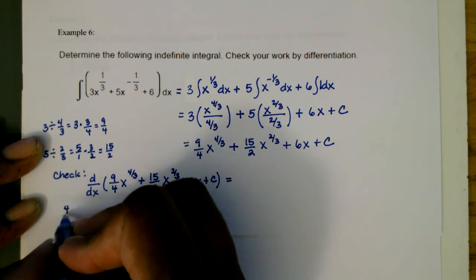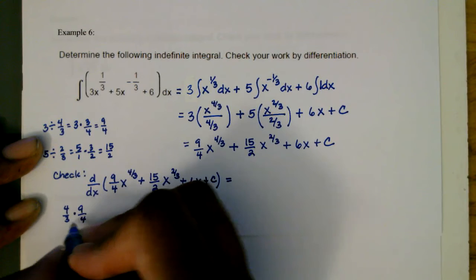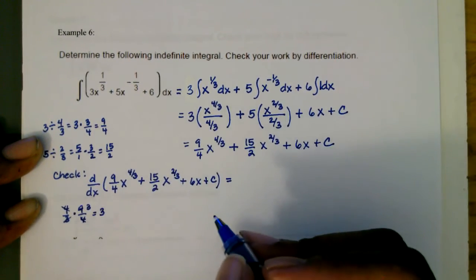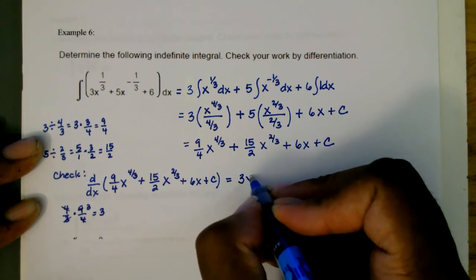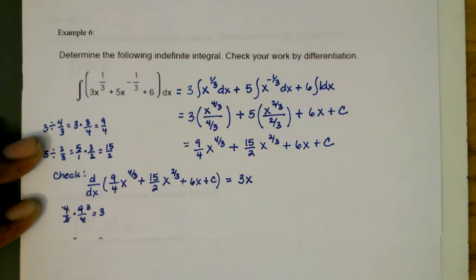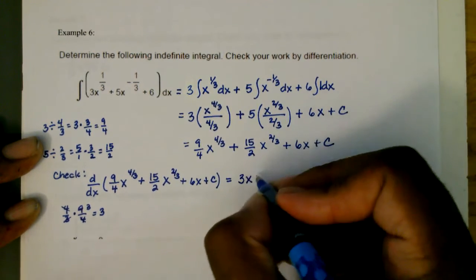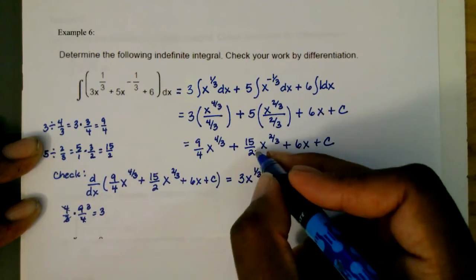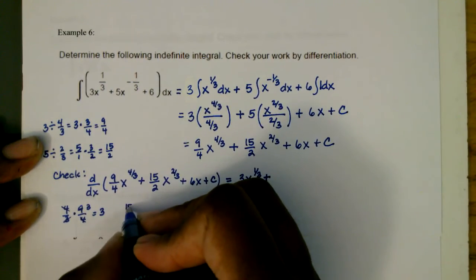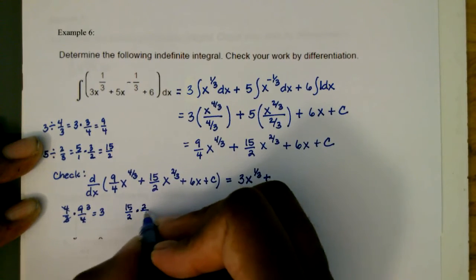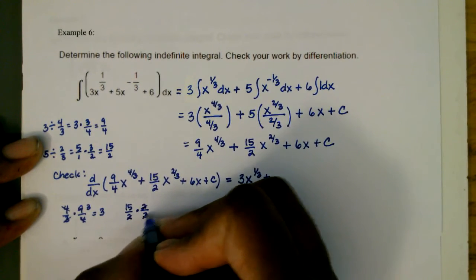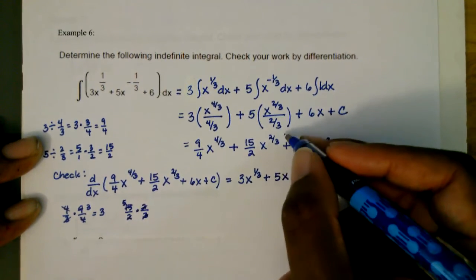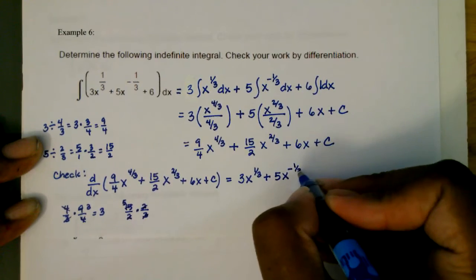Now, if you do 4/3 times 9/4, 3 goes into 9 3 times, the 4's divide out, you'll be left with 3. So this will be 3, bring the x over to the 1 less power. 4/3 minus 3/3, that will be 1/3. Plus, bring this power down for 2/3 times 15/2. Well, 2's divide out. 3 goes into 15 5 times. So this will be 5 x to the 2/3 minus 1 whole. That would be negative 1/3.